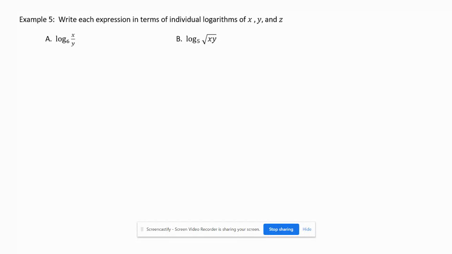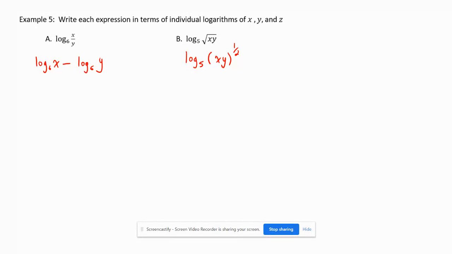So this one here is an example where we're using our quotient law. So we're dividing x over y. This is the same thing as log base 6 of x minus log base 6 of y. Okay, so this is how this guy works here. Example B is a little bit more complicated. But if we have the square root, how do we deal with square roots? Well, we can write them as an exponent of 1/2.